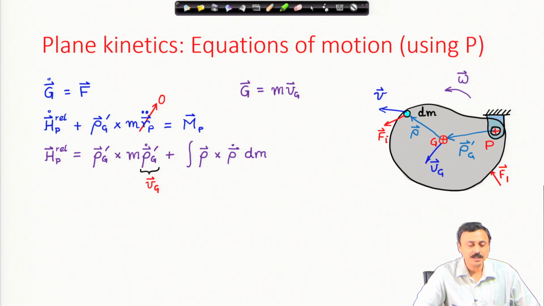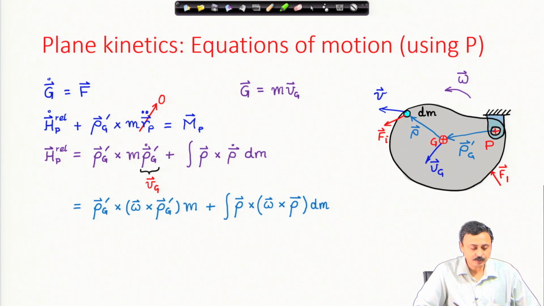The first term is the angular momentum because of the motion of the center of mass with all the mass concentrated there. We have the vector rho g prime, which goes from P to G in the figure, crossed with the linear momentum of the center of mass with respect to the point P. The second term, which is written under the integral, is the angular momentum about the center of mass, and these expressions we have seen many times before.